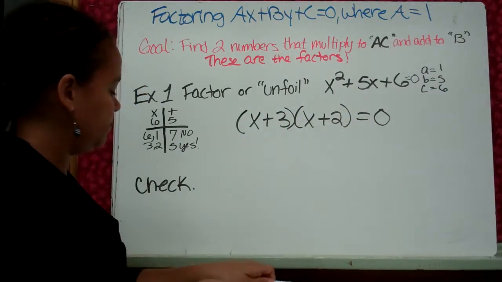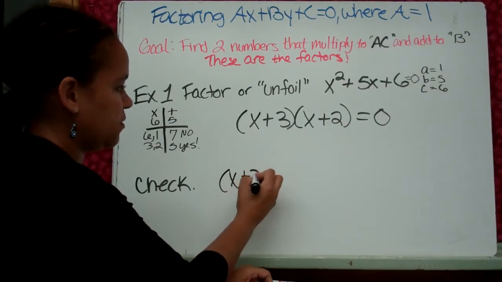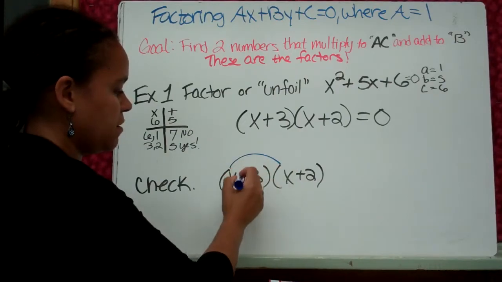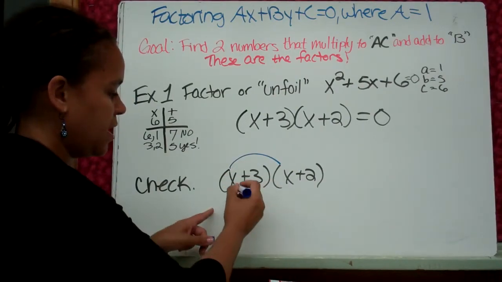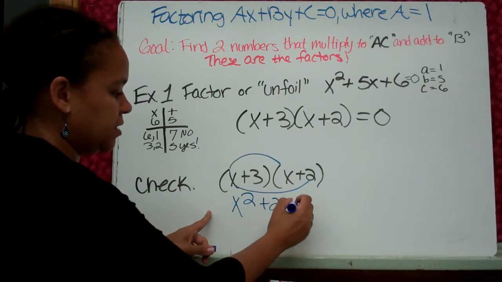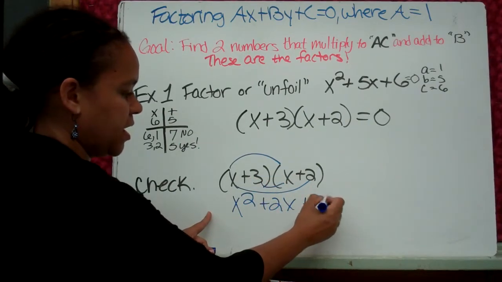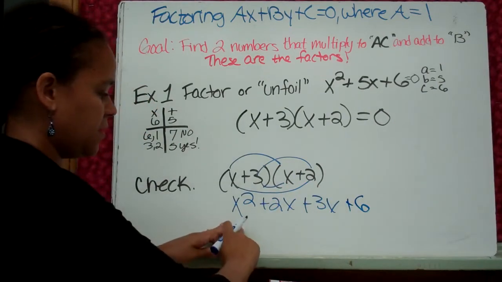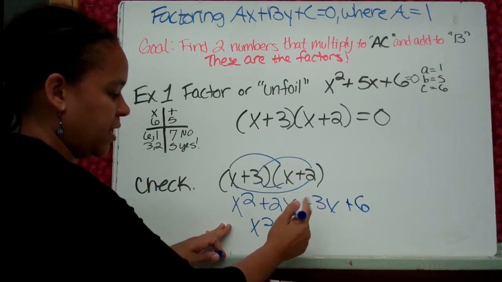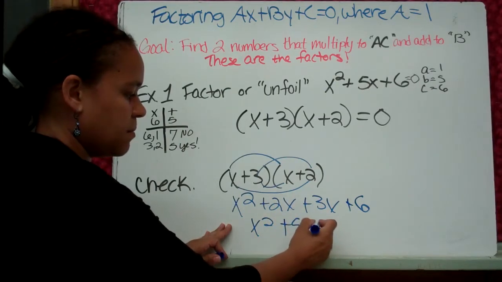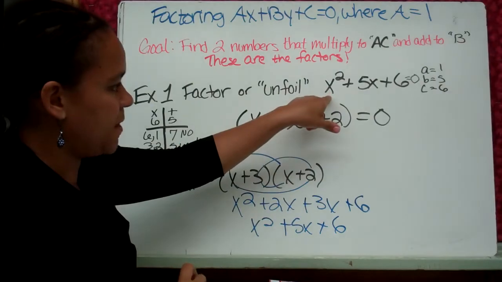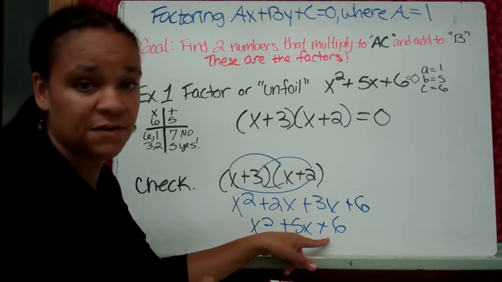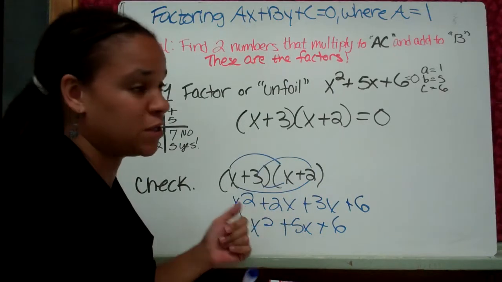So here, if we check it, let's check x plus 3 times x plus 2. If you FOIL that out, first, remember, x squared, outside plus 2x, inside plus 3x, and last, 3 times 2 plus 6. This ends up being x squared, combine your like terms, plus 5x plus 6. And in fact, you see, that is the exact same thing. x squared plus 5x plus 6 was the original one. When you checked your work, you got the same thing. So if you check it and get the same answer, you know you did it correctly.